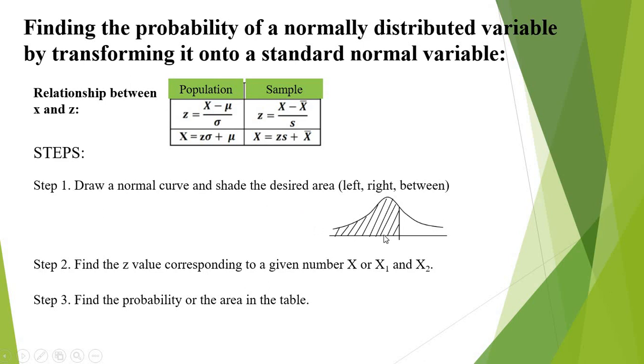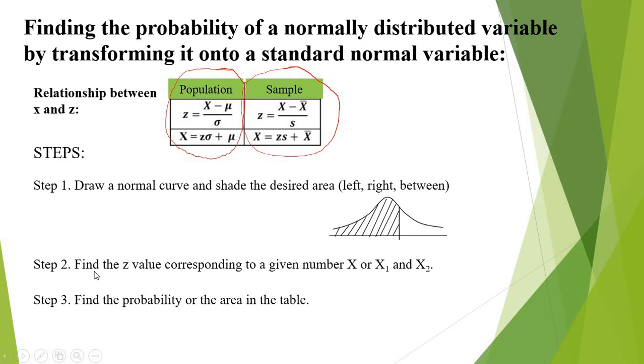So there may be three cases. One would be we would like to determine the probability of area to the left of z, or to the right, or in between. So by the way, here are the corresponding formulas for converting your variables into corresponding z scores. This is the formula for population, and this is the formula for converting your z scores from sample.